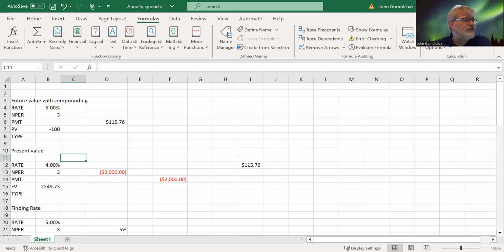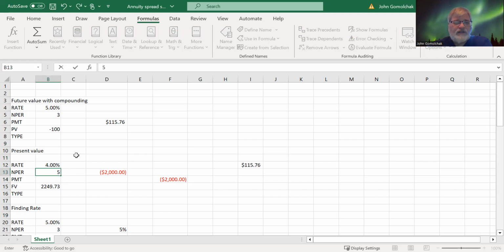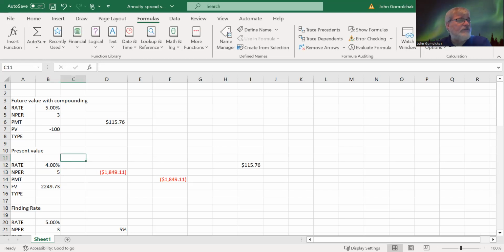The book asks another question: how much is a bond worth if it matures in 5 years rather than 3 years? So change the 3 to a 5. That takes the value according to the book to 1849.11. Okay, our calculator makes it 1849.11. If the risk-free interest rate is 6% rather than 4%, how much is the 5-year bond worth today? So change the rate to 6%. And the number of periods is still 5 years. So the book says it's 1681.13. Our little calculator says it's 1681.13.